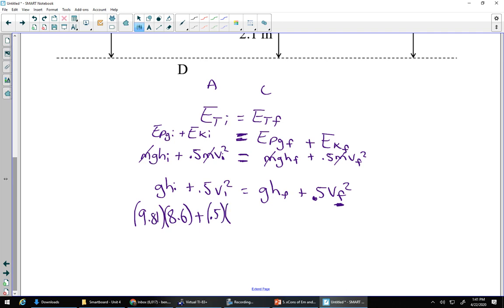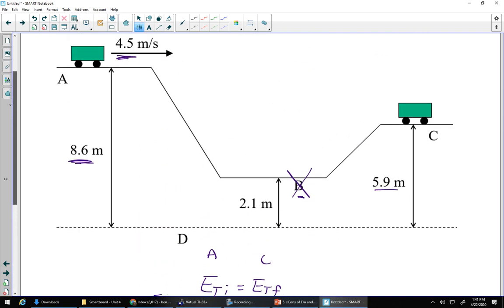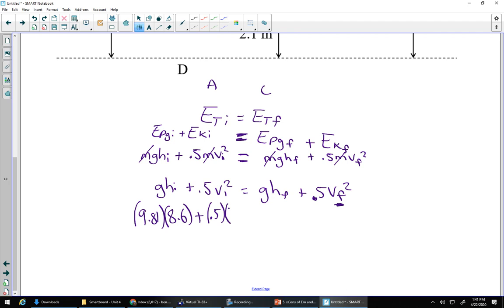times my initial speed squared. So that's 4.5 squared. That's going to be equal to 9.81 times my final height, which is 5.9 meters. I don't know why I'm starting to include units there and nowhere else, 5.9. And then we're going to add to that 0.5 times VF squared.